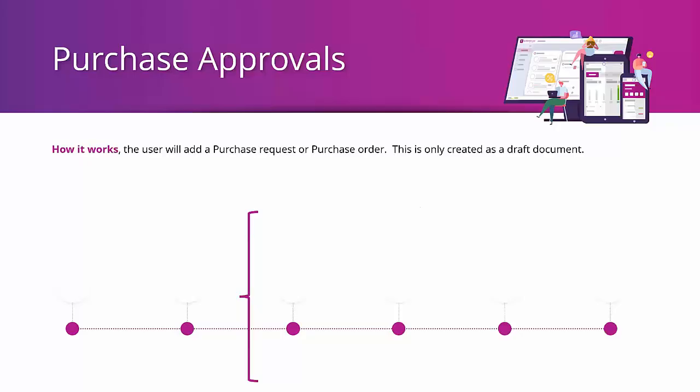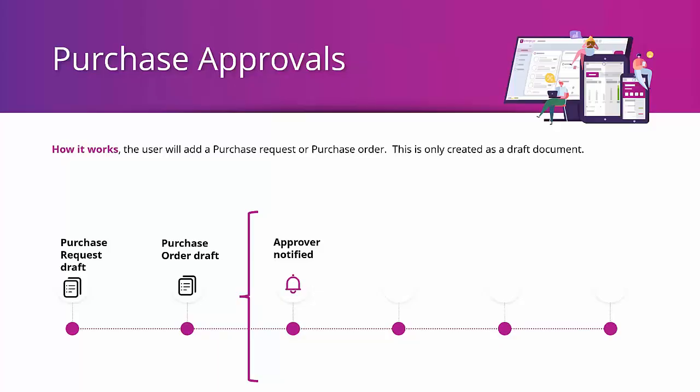So how does it work? Very simple. When a purchase request or purchase order is added into the system, so this is when the approvals is switched on, they are only added as a draft. This is important. And what will happen is it will actually change the option on screen. When the user goes to add a purchase order, it'll say purchase order draft. Okay, so it's not a real order just yet until it has been approved.